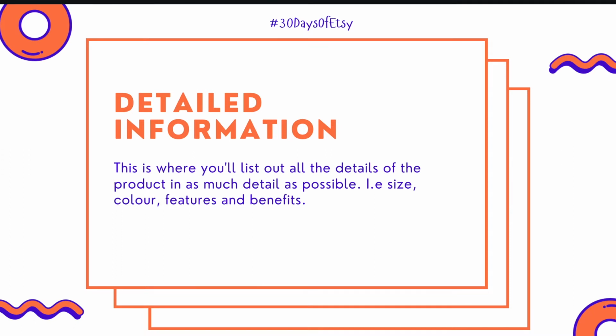So for the middle, you want to include detailed information. So this is where you'll list out all the details of the product in as much detail as possible. You want to include the size of the product, what the color is, what are the features and the benefits of the product. So that's the best place to include that information.